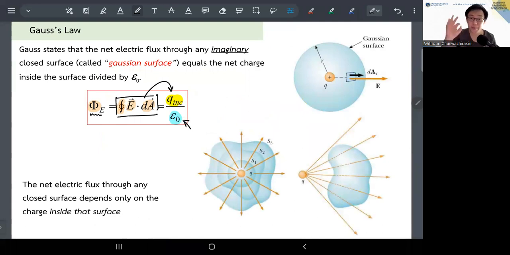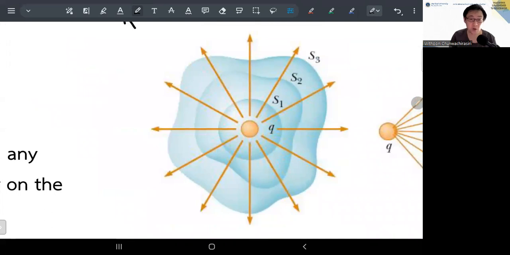Okay, let me test your understanding right here, just to make sure. Let's say you have a charge Q at the center. Everyone knows that the electric field is supposed to come out of it. No problem. Let's say I have three surfaces, S1, S2, and S3, in different shapes. S1 could be a sphere. S2 could look like a bacteria, an amoeba, whatever, a membrane. S3 is a little bit bigger. Which one will give you the highest amount of flux?